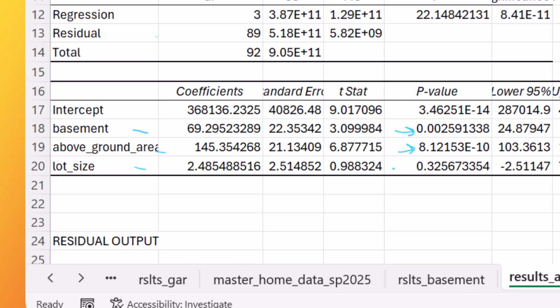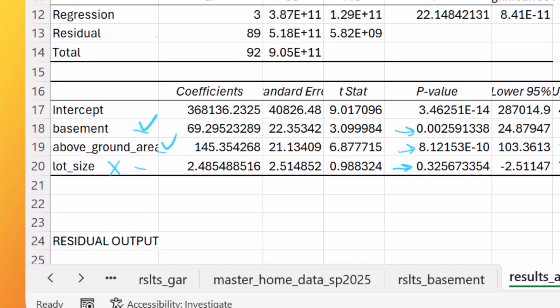This lot size, however, has a p-value of 0.32567. That's way above the cutoff of 0.05. So in this case, we would say that this lot size is not very significant. It's not having a big impact on the variance in our model, in our dependent variable. Basement and above ground area both do have a significant influence on the variance in the dependent variable.